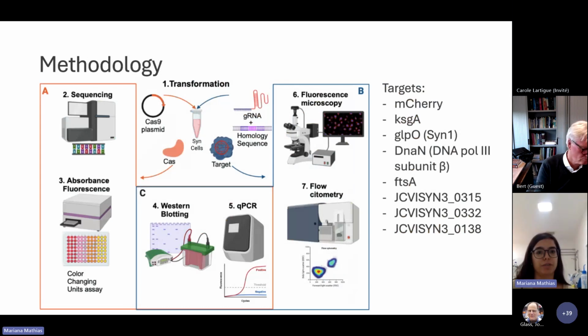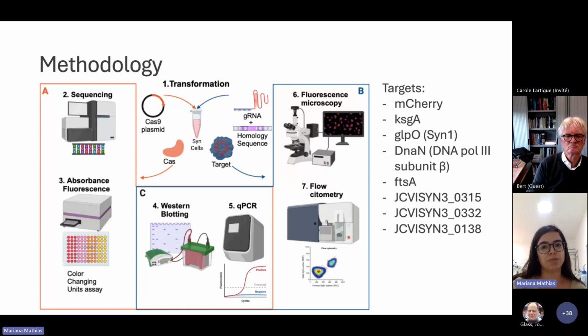So what we're going to do, we are going to transform our cells. I forgot to take the Cas9 plasmid, but it doesn't matter. We are transforming our cells and seeing if the Cas is being inserted in the genome by sequencing, and seeing if it's somehow not enabling our cells to grow by a color changing units assay. We're going to test if the protein is being expressed by Western blotting and also the transcription through qPCR.